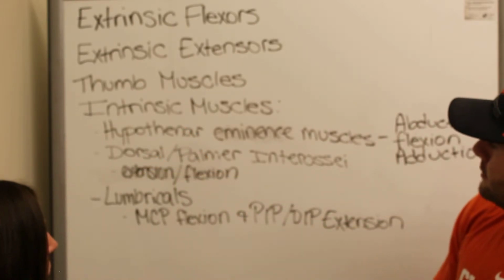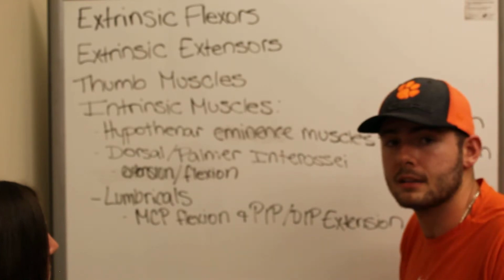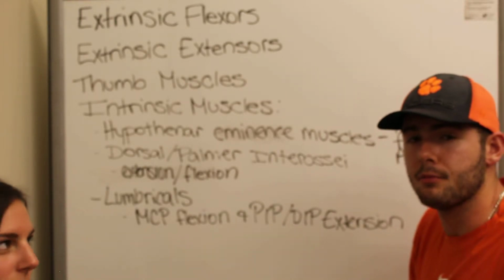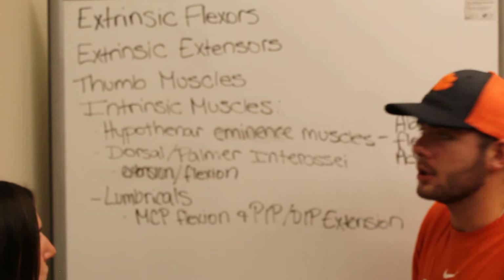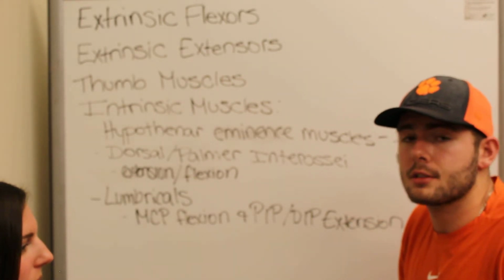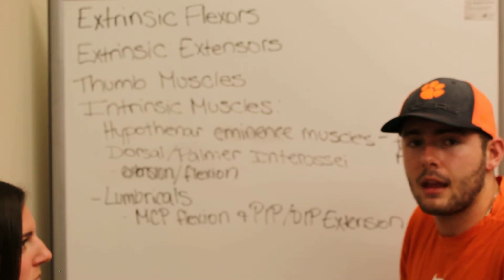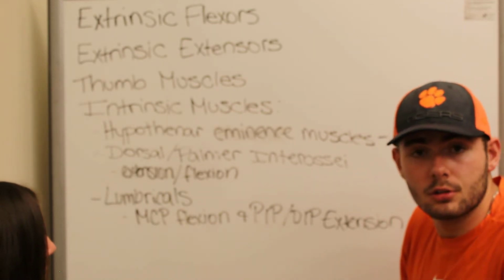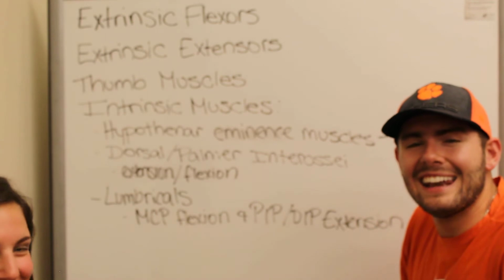Thumb muscles, there are 4 main types based on 4 of the 5 motions of the thumb, which all kind of work together to make all 5 of the motions work. But you have flexors, extensors, abductors, and adductors.